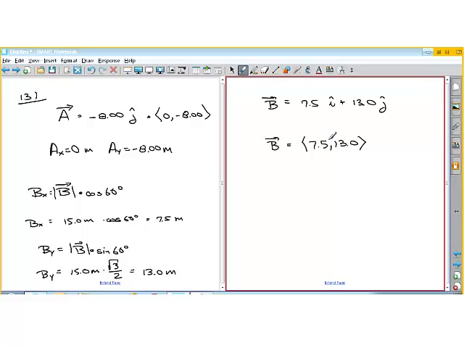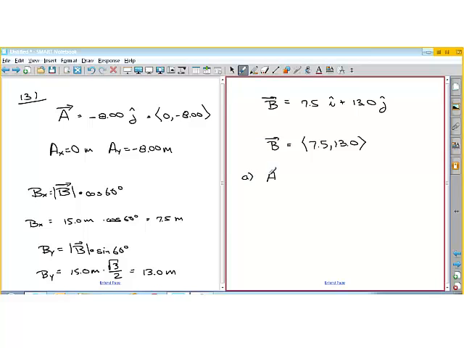And so that's 31. Oh, so those are the components of the vector. Actually, I haven't answered the question yet. So now what we do is we answer the questions.